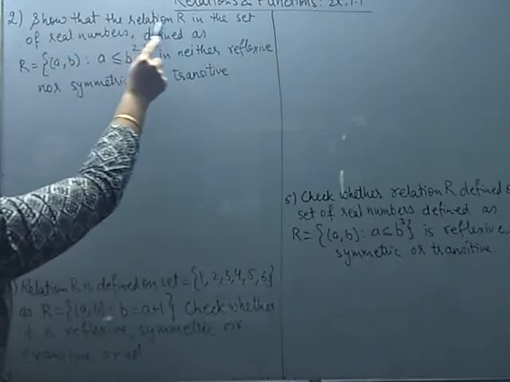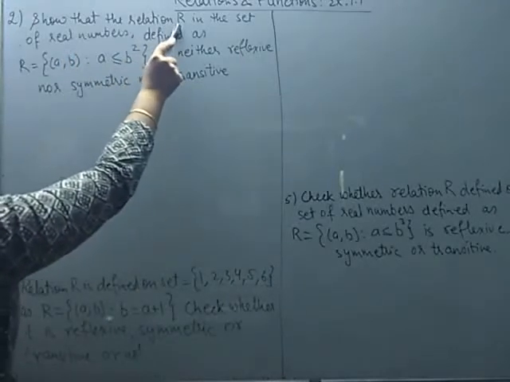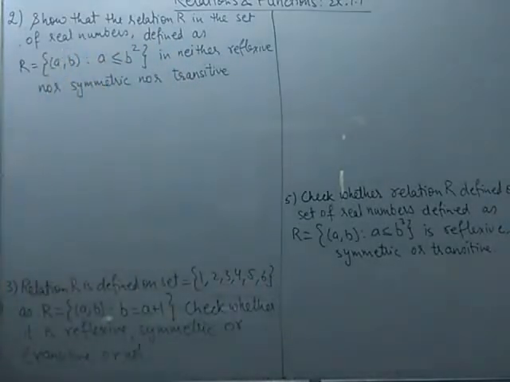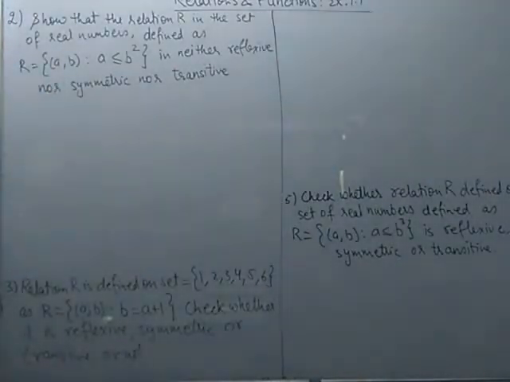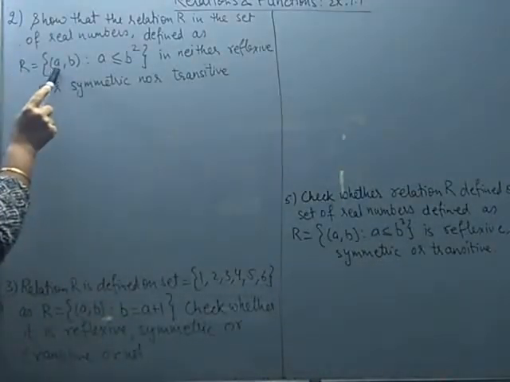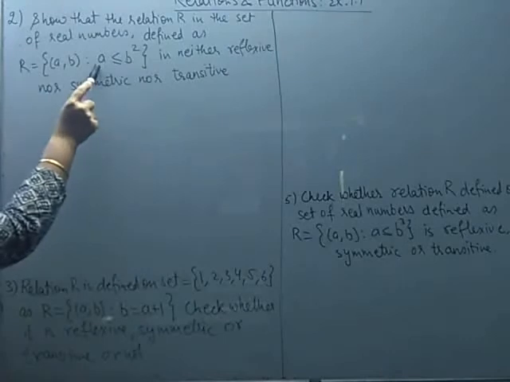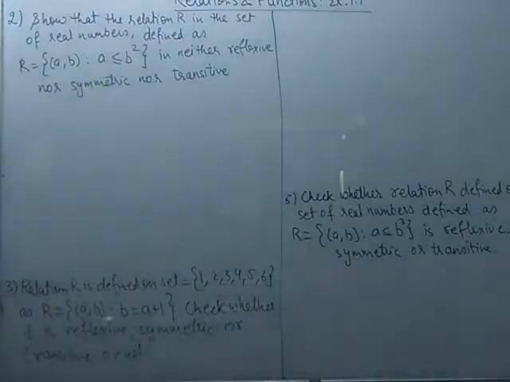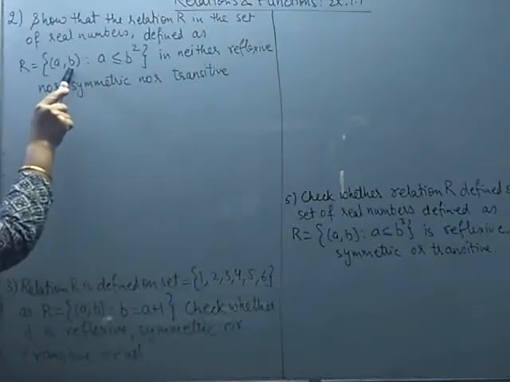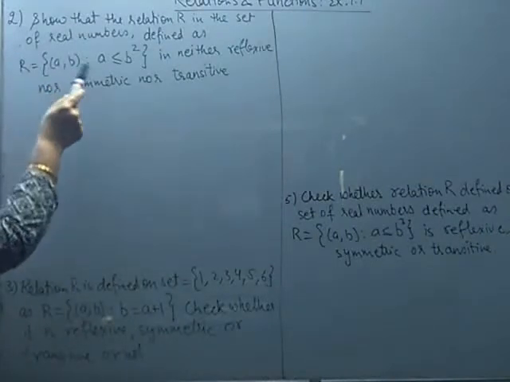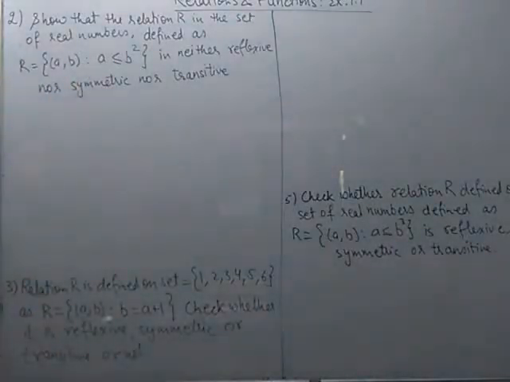They are asking you to show that this relation, which is denoted by capital R, in the set of real numbers. So the relation is established from the set of real numbers to the set of real numbers. Then what is the nature of A and B here? They both are real numbers. That is what is given to us. So the relation capital R between the real numbers A and B is A should be less than or equal to B square. That means the first element of the ordered pair can be either equal to the square of the second element of the pair, or it should be less than the square of that element.